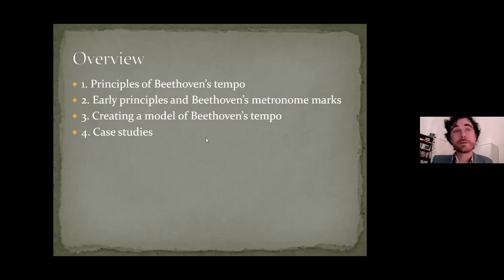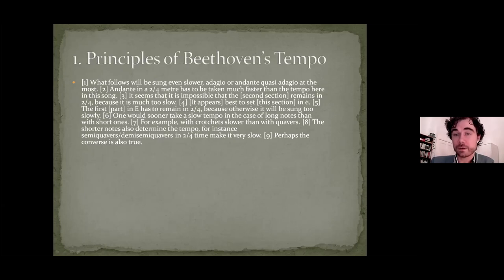So let's start with the principles of Beethoven's tempo. Beethoven's earliest written comments on tempo can be found in the sketches of the song Klage, WoO 113, which remained unpublished throughout his life, and of which he drafted two different versions in 1790. Now, on a half-finished draft of the first version, the statement on the screen is written. And I'll go through this line by line in a minute, because it's quite dense, and understanding this is key.